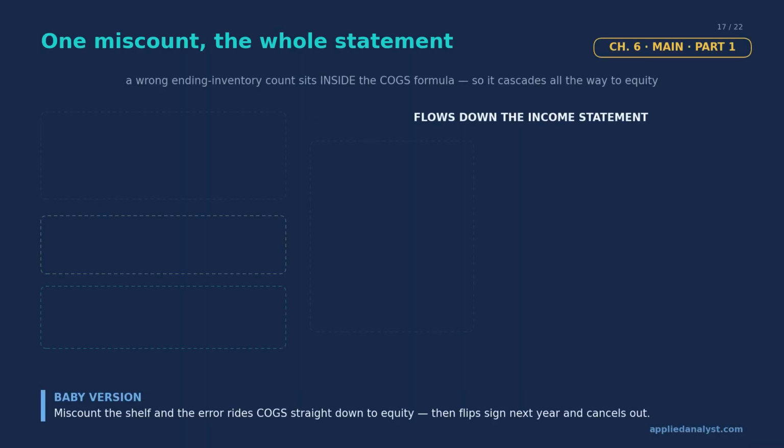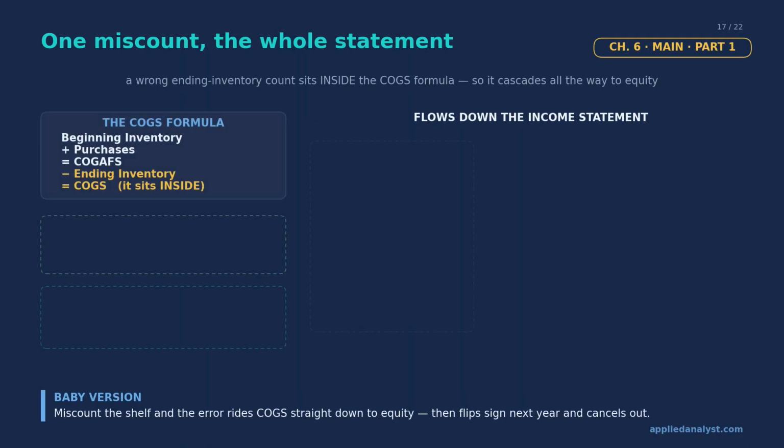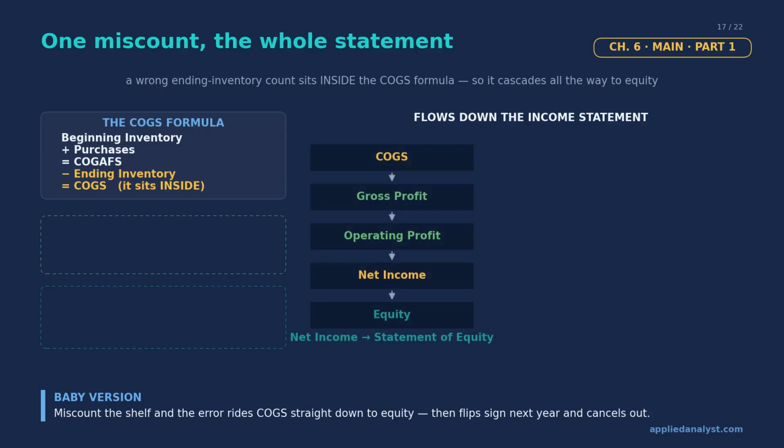So, a wrong count. Look at that same formula one more time. The engine from earlier. Beginning inventory plus purchases equals goods available, minus ending inventory equals cost of goods sold. See where ending inventory sits? Right inside. So, a bad count doesn't stop at cost of goods sold. It flows straight down the income statement. Cost of goods sold, then gross profit, then operating profit, then net income. And net income lands in the statement of equity.